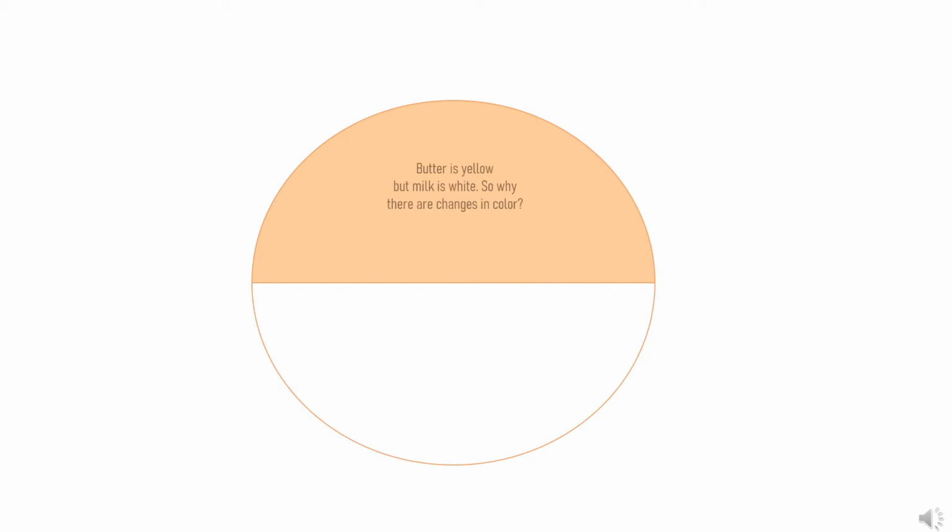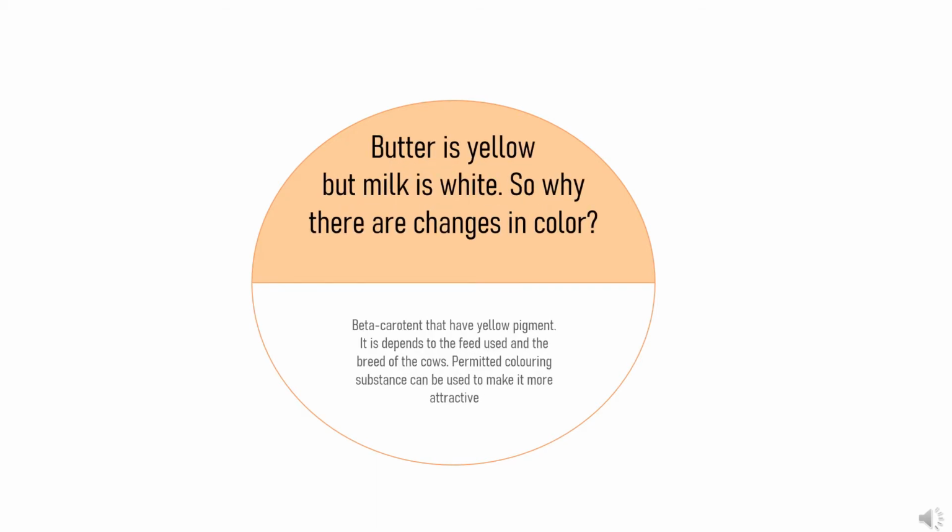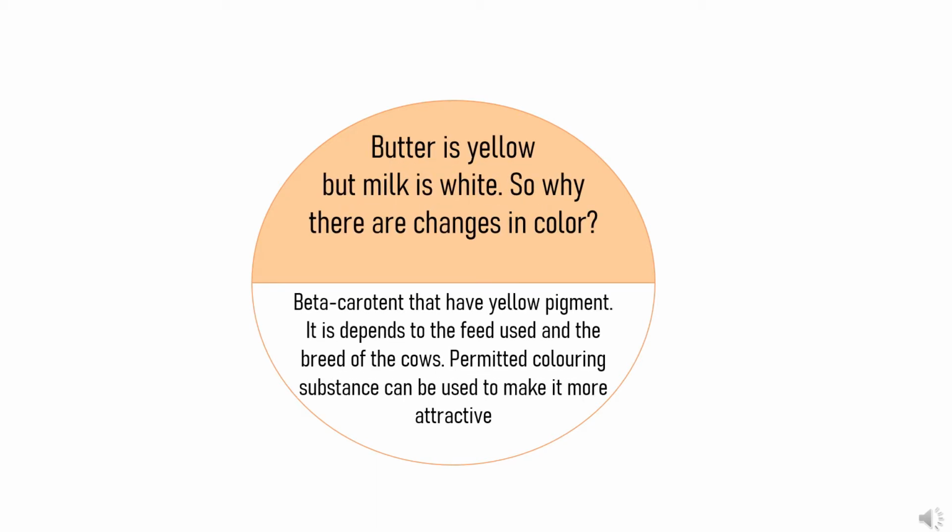Color is the most crucial image feature that will affect the consumer perception of quality. As we know, butter is yellow, but milk is white. So, why does it change in color? This is due to the beta-carotene that has a yellow pigment. It depends on the feed used and the breed of the cows. But we can use permitted coloring substances to make it more attractive.